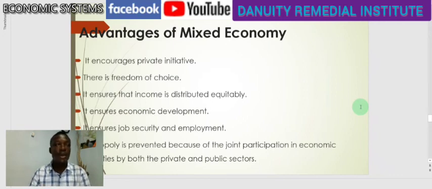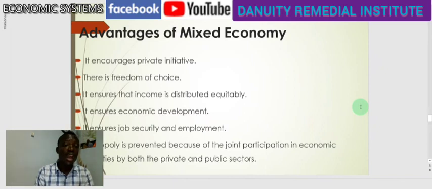Because when public institutions are not performing well, people will take their children to the private. And when private are not performing well, the children will be sent to the public. So you can realize that there is a healthy competition among the joint participation of the private and public sector. These are some of the advantages and the features of a mixed economy, an economy where resources are jointly owned, managed, and controlled by both private individuals and the state.